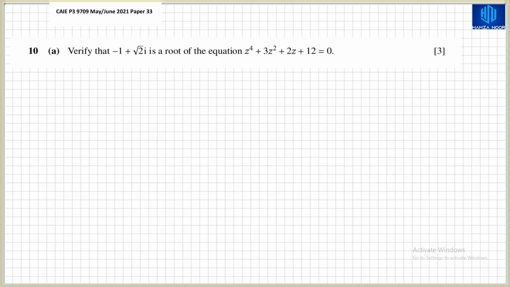10 of CIE P3 9709 May June 2021 paper 3 variant 3. And this particular question is based on the topic complex numbers.